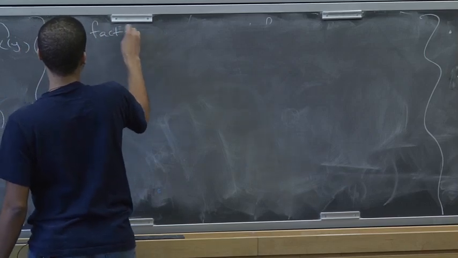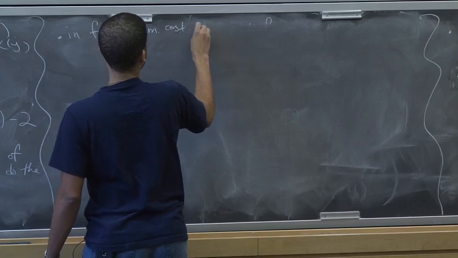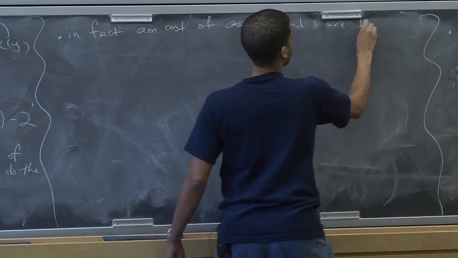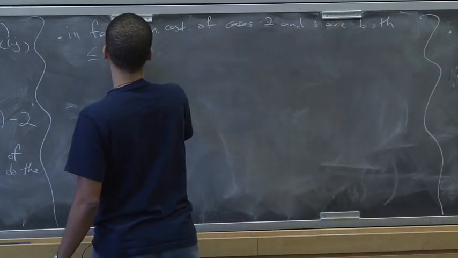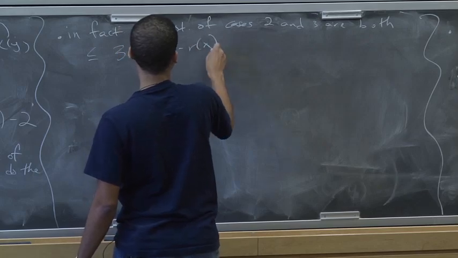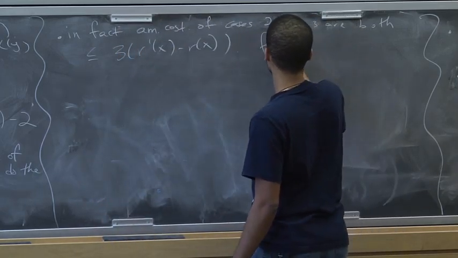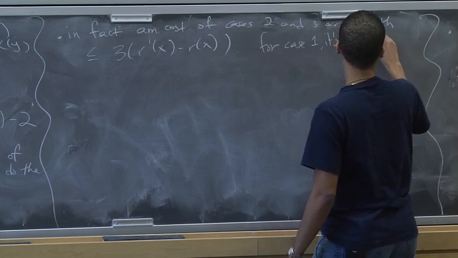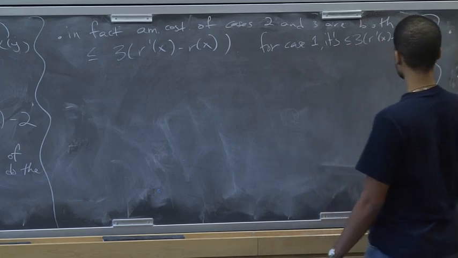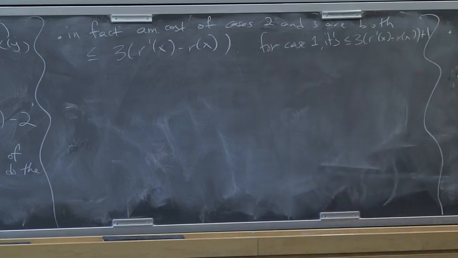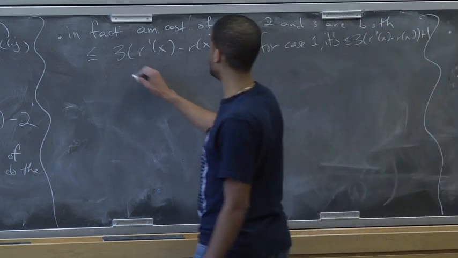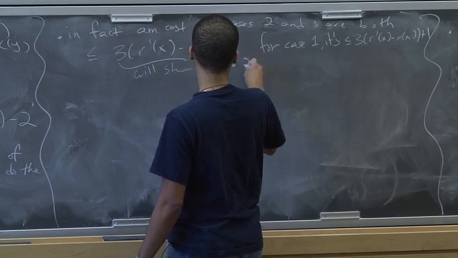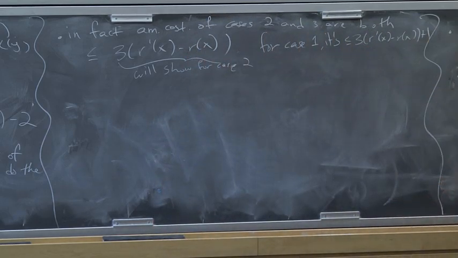In fact, the amortized cost of cases 2 and 3 are both at most 3 r prime of x minus r of x. For case 1, it's at most 3 r prime of x minus r of x plus 1. So this is the thing I'm going to show. We'll show this for case 2. But just take my word that you also get the same thing for case 3, and you get an additive 1 for case 1.